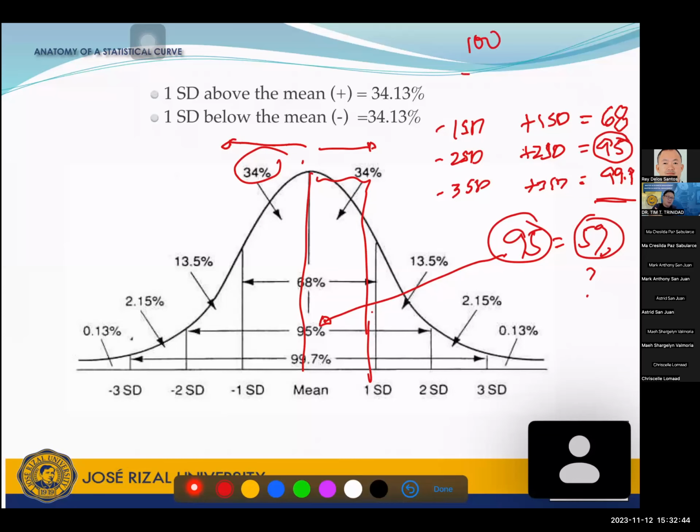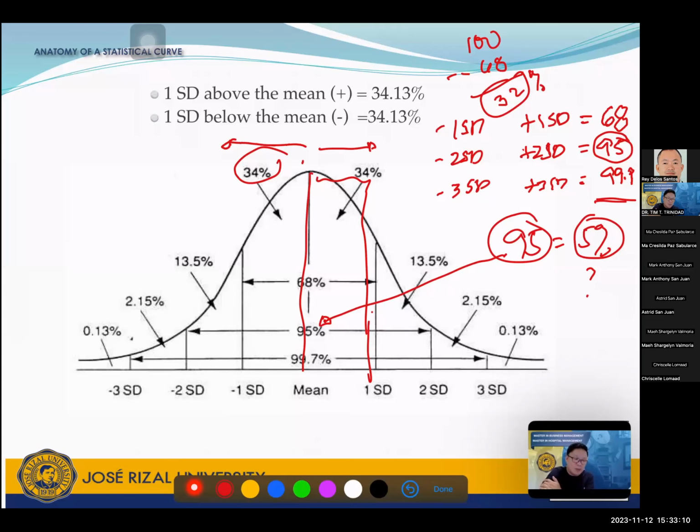32%. 100 minus 68 is 32. What happens to the 32%? What does this mean? That's the chance that you will not get the scores. Okay. So that is what we academicians, those who teach, use the standard deviation for, to deliberate on the scores of our students.